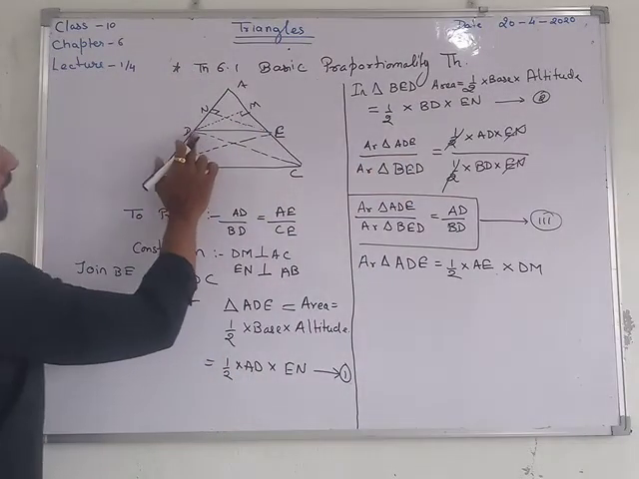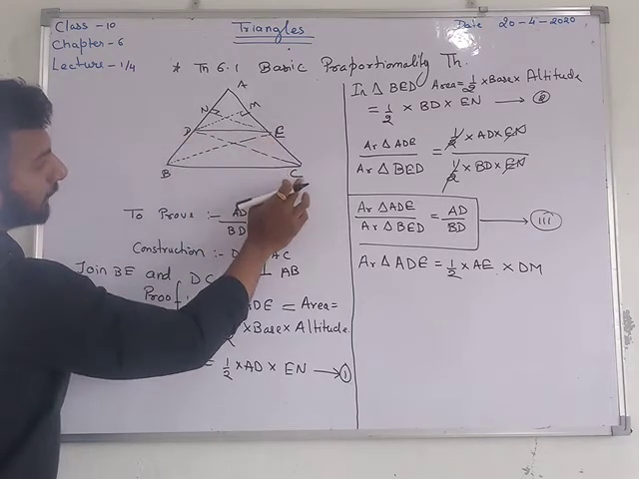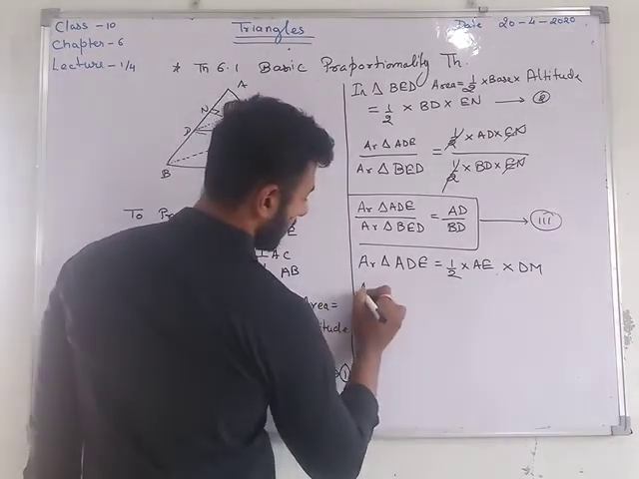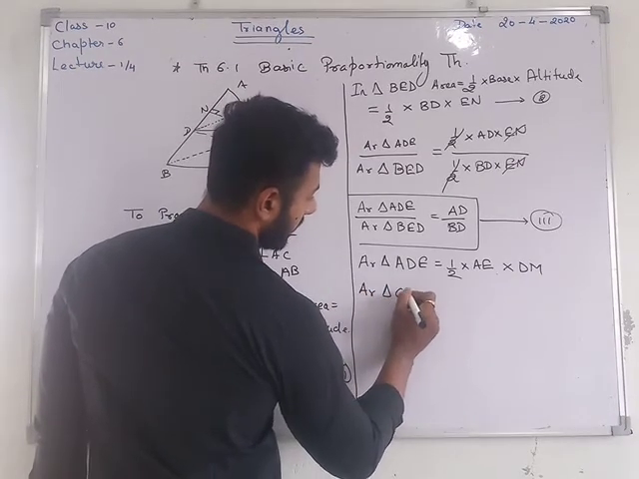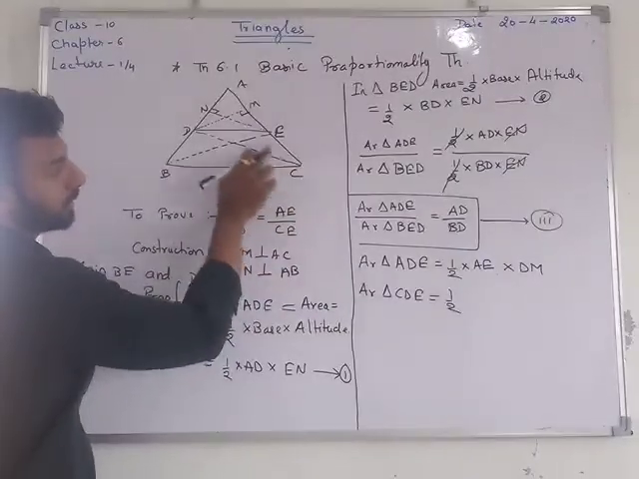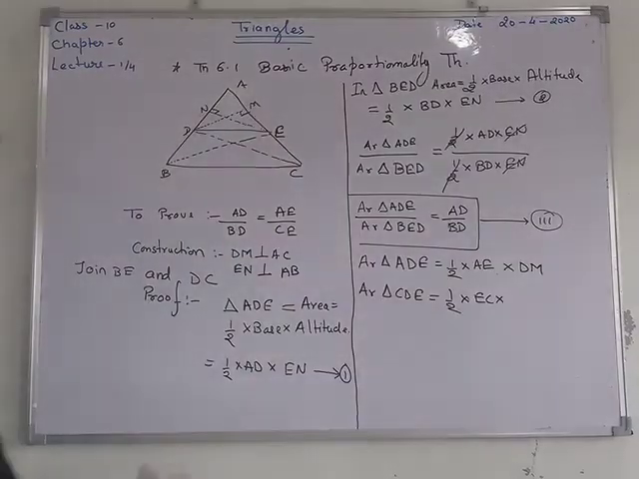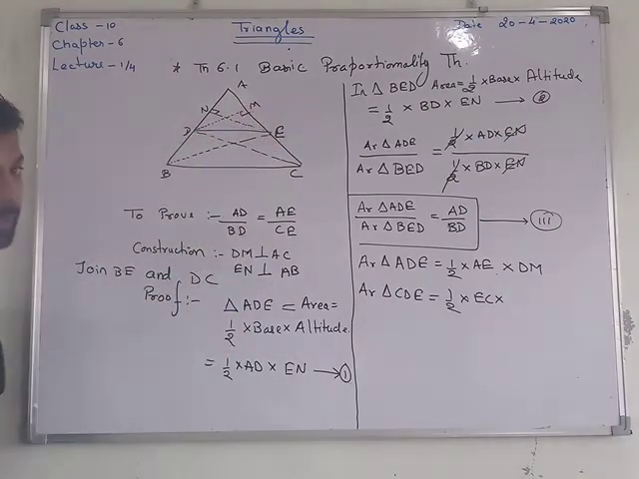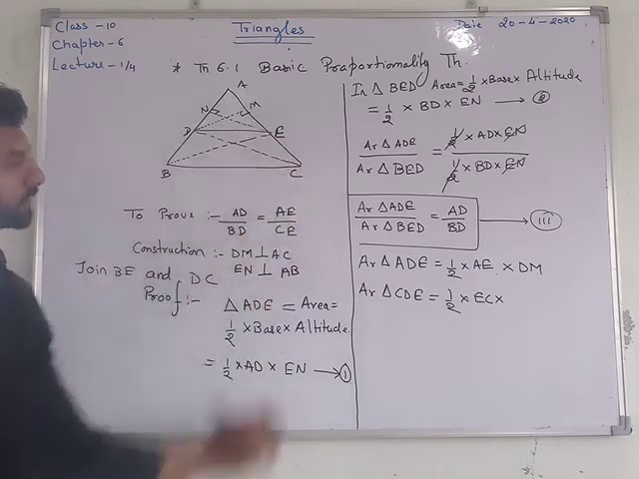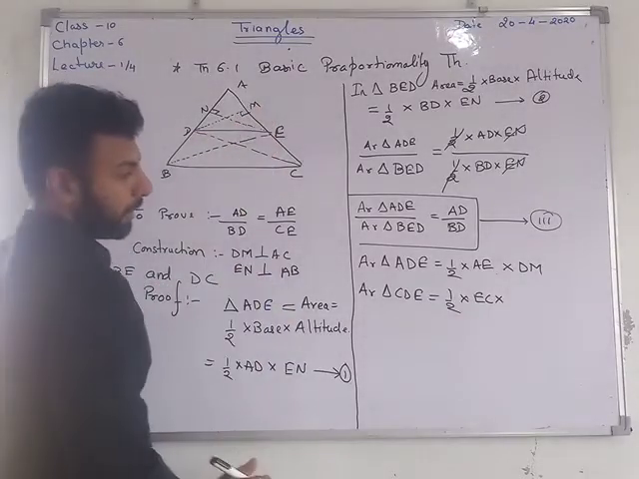Now taking the area of triangle EDC, or we can say CDE. Triangle CDE, this triangle we are talking about. Area of triangle CDE is equal to half, base will be EC, into altitude, which will be the same DM, because this triangle CDE is an obtuse angle triangle. So the altitude will be the same DM.